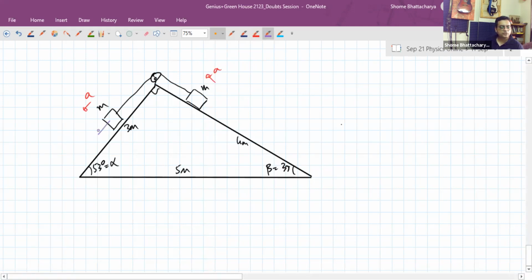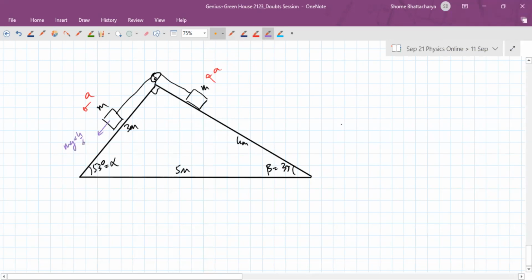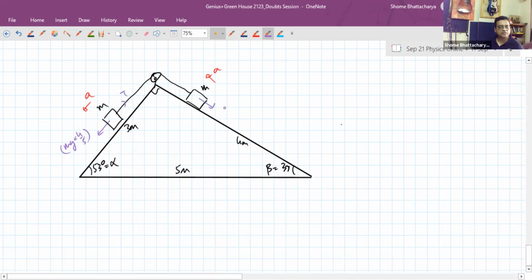So when you divide the weight into components, this will become mg sine 53. So that's 4 by 5. Okay. Whereas this component will be mg sine 37, that is mg into 3 by 5. Okay. The other component of mg you need not worry about, but I'm just writing it for completeness. So the normal reactions will be such that this one has a lesser normal reaction. This one has a greater normal reaction. But what is more important is that the sine components, this one dominates.